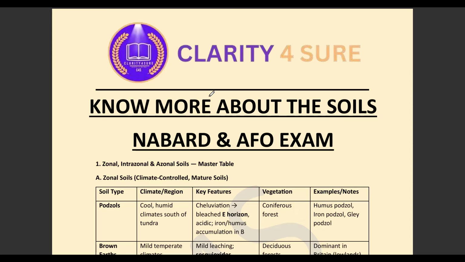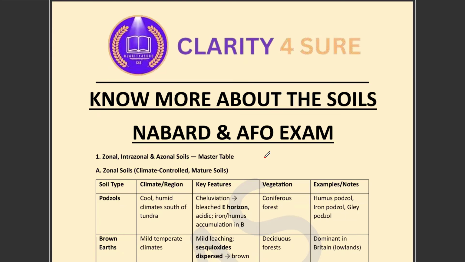soil formation. Before moving into the different types of soils, let us try to understand what is the actual difference between these three types of soils, that is zonal, intrazonal, and azonal soils. First we will start with the azonal. So what is azonal? Azonal is nothing but an immature soil, that is a newly formed soil which will not have a distinct stratification of the soil horizons. There will not be a distinct classification like O horizon, A horizon, B horizon, E horizon. Why? Because the soil formation is happening.